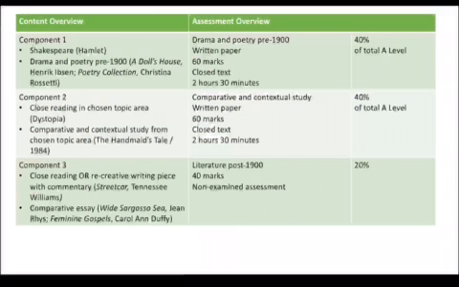Component 3 is your NEA, so non-examined assessment. You have 2 pieces of coursework for this. One is on A Streetcar Named Desire, and this is close reading. We don't do the recreative writing piece. We've always done the close analysis because we find that's where our students are most successful. The comparative essay is on Wide Sargasso Sea and a collection of poetry by Carol Ann Duffy called Feminine Gospels.